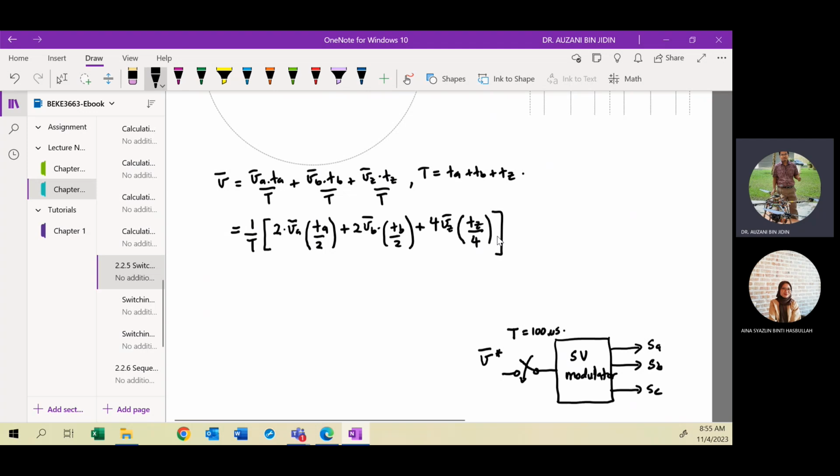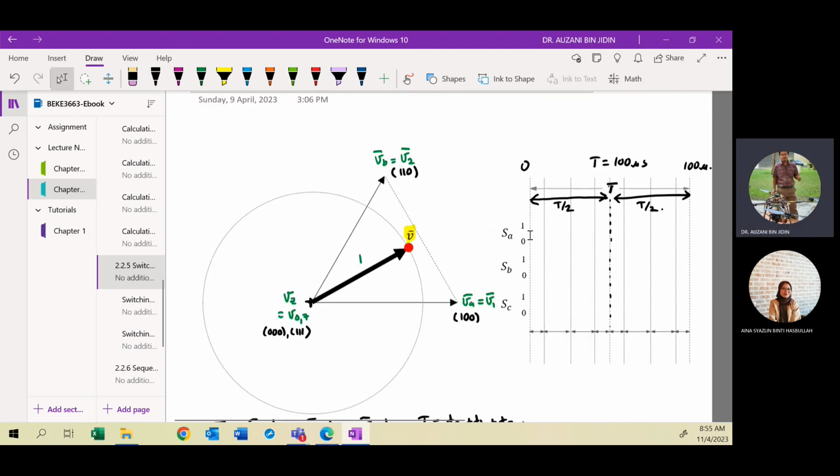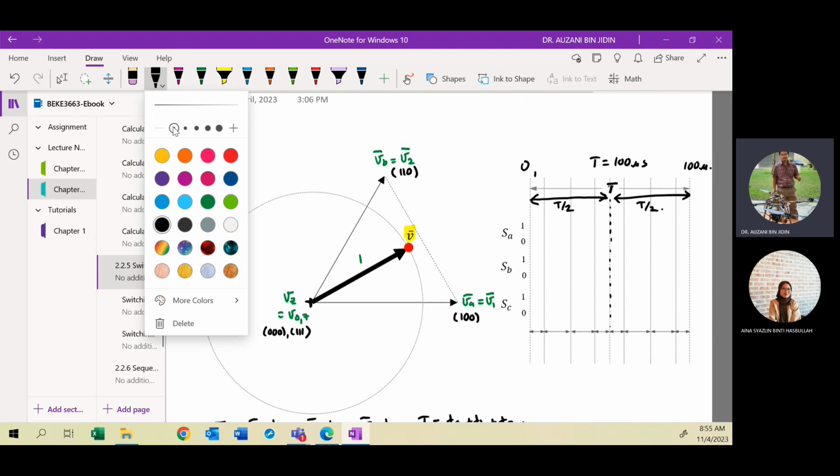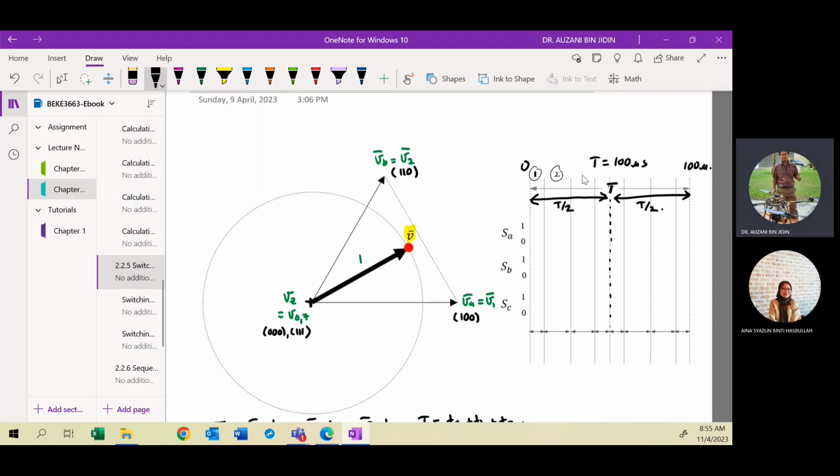Actually, based on the equation below here, for this timing diagram you can notice there are eight intervals. Interval means selang. So you have the first interval here, second interval, third, then 4, 5, 6, 7, and 8. You have 8 intervals for one complete sampling period. For one sampling period T, you can divide it into 8 intervals.